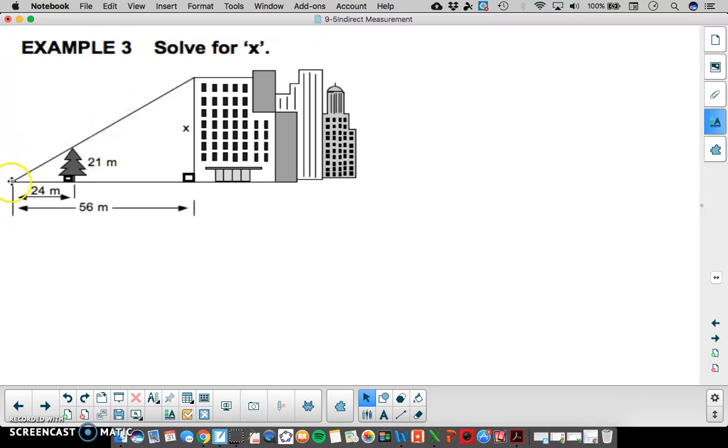For example, if I am standing right here at this vertex of this triangle, I know that distance to the tree is 24 meters, and then the distance to the building is 56 meters. I can compare those two measures to the height of the tree and the height of the building. So to set up that proportion, we could use x over 56 and 21 over 24. We can cross multiply to get 24x equals 1176 and divide by 24 to get 49. So that building is 49 meters tall.